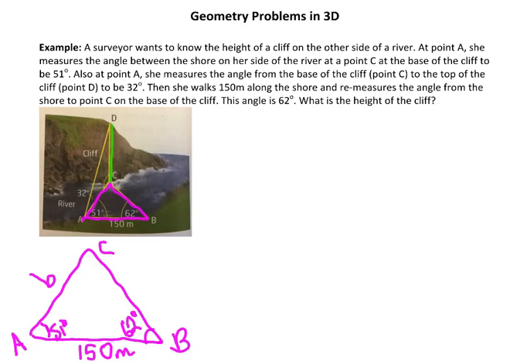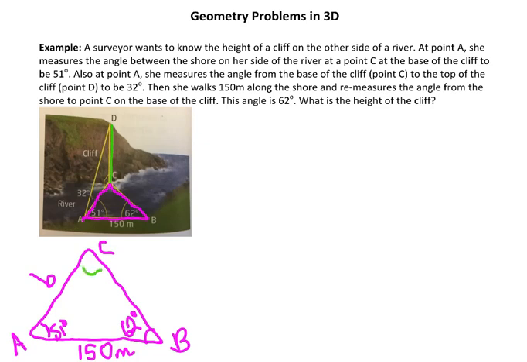I can't use SOH CAH TOA because I don't have a right angle triangle. I can't use Pythagoras' theorem because I don't have a right angle triangle. So I have to use either sine law or cosine law. This looks kind of like a sine law situation. I have two angles and an opposite side, sort of, but I'm missing this angle in here.